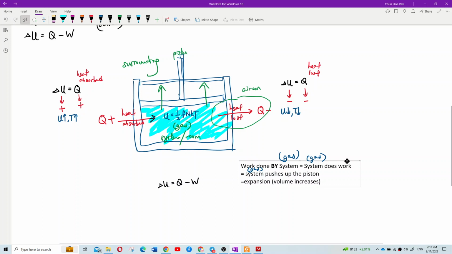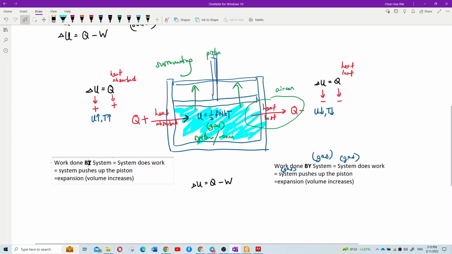Okay, there's another term. What do we say? Work done on system, right or not, class? Work done on system. Let me write it down. If work done on system, that means who does the work? That means human. Human does the work, not the system, not the gas.